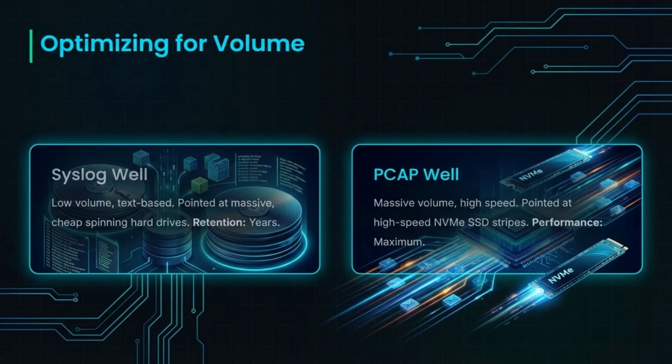For volume optimization, a syslog well uses massive, cheap hard drives for years of retention of low-volume text-based data. A PCAP well targets high-speed NVMe SSDs for maximum performance with massive volume data.